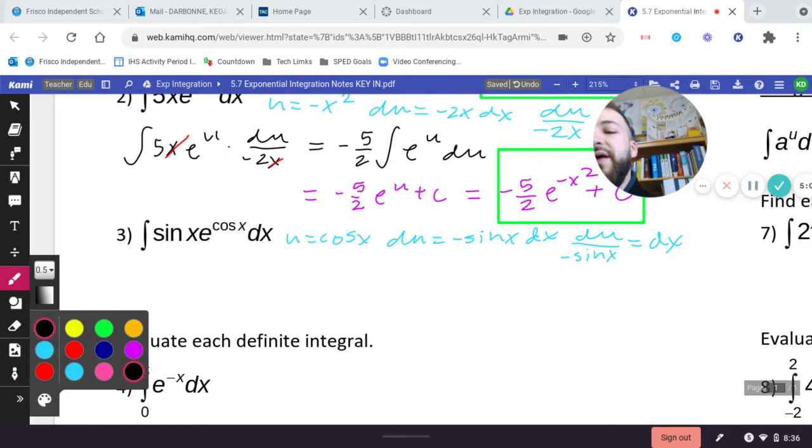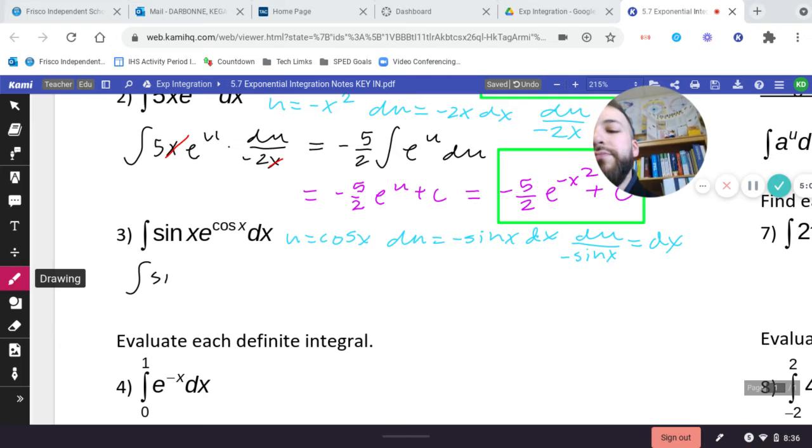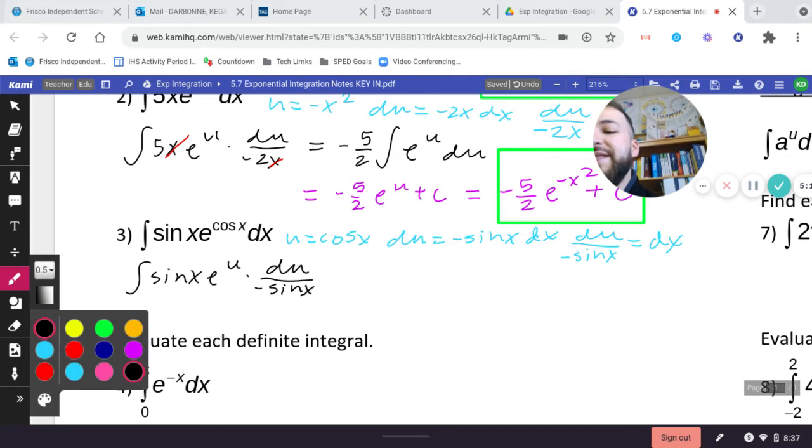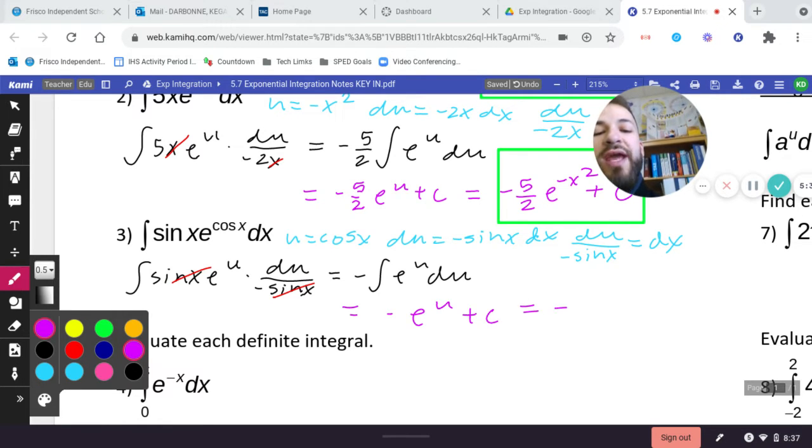So I can go ahead and plug everything in. So the integral of sine of x e to the u times du over negative sine of x. I get sine of x and sine of x to cancel out, but I'll get an extra negative. So this becomes negative integral e to the u du, which integral of e to the u is just e to the u, so negative e to the u plus c, which is equal to negative e to the cosine of x plus c.